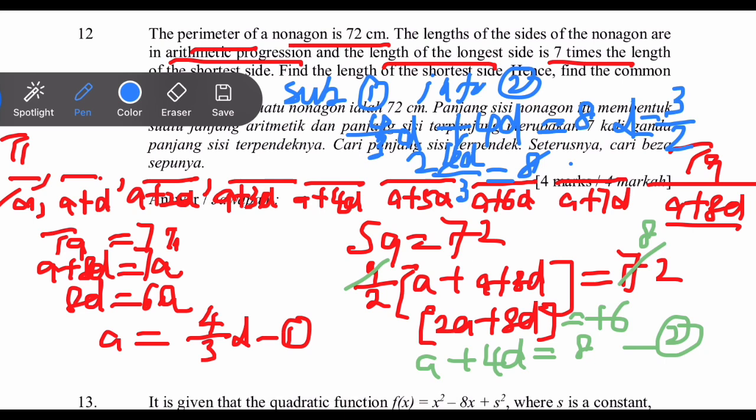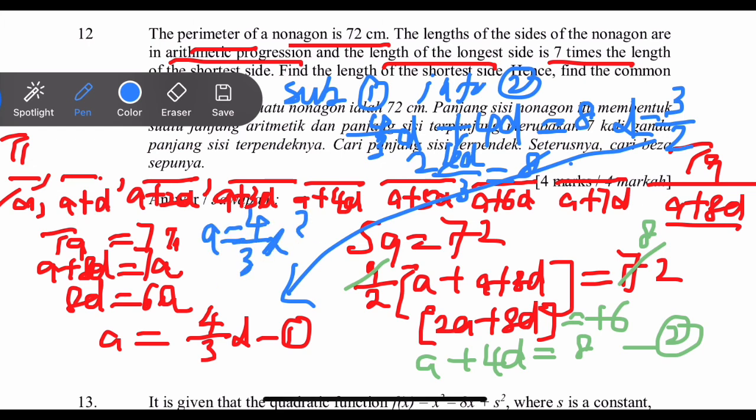So with d equals 3 over 2, you can substitute into a. So a is 4 over 3 d, right? So it's 4 over 3 times 3 over 2. You can cancel out the 3. And finally, a is 2, right? Alright, so we have successfully solved the arithmetic progression, which is a bit hard, right?